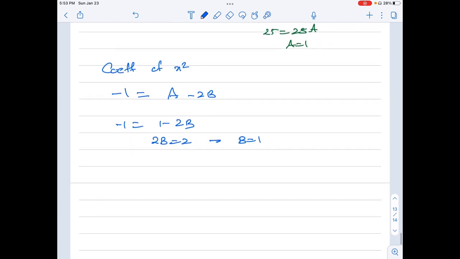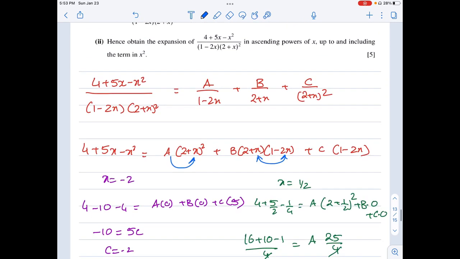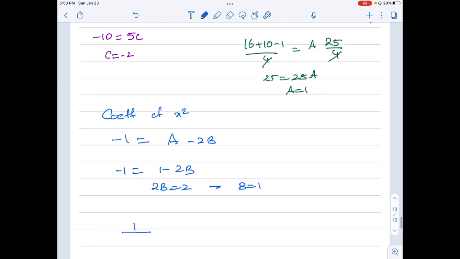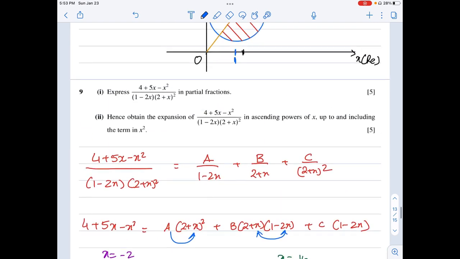So what are the fractions now? a value is 1 upon 1 minus 2x and b value is 1 upon 2 plus x and c value is negative 2 upon 2 plus x whole square. What is asked in the next part? Hence obtain the expansion of this one in ascending powers, including the terms of x square.